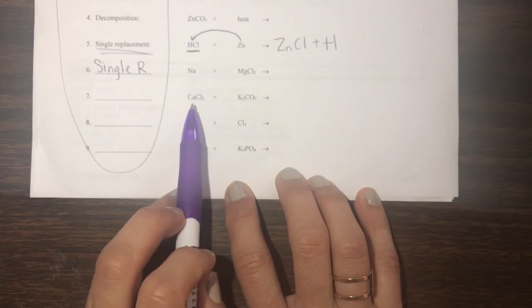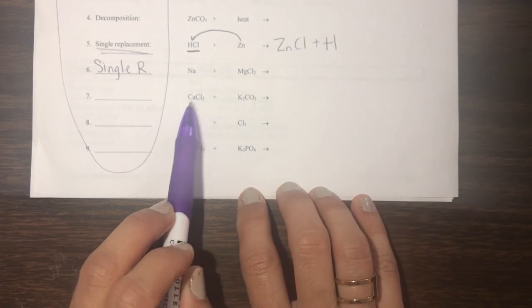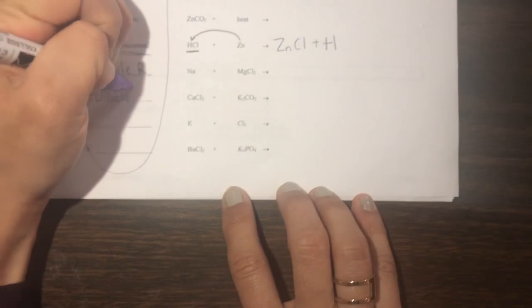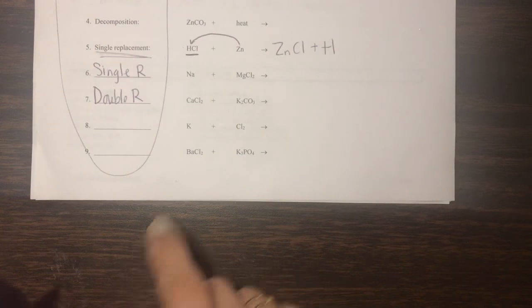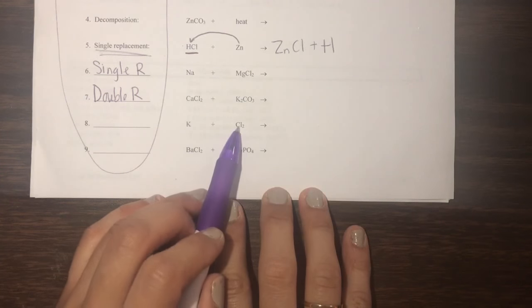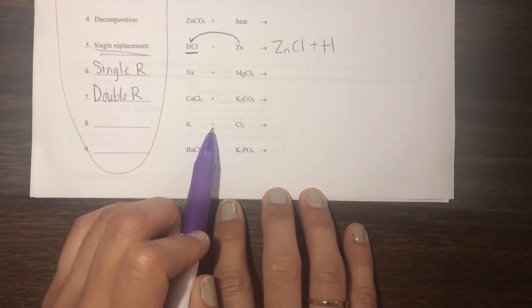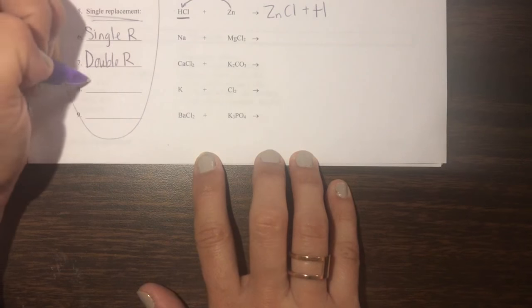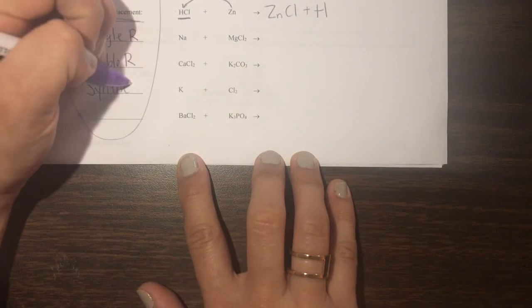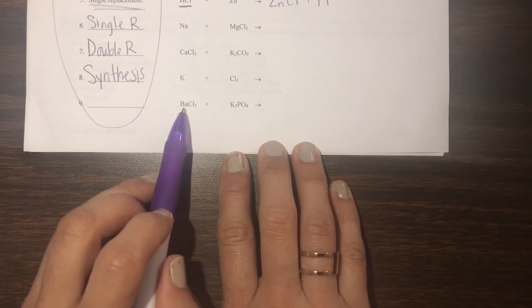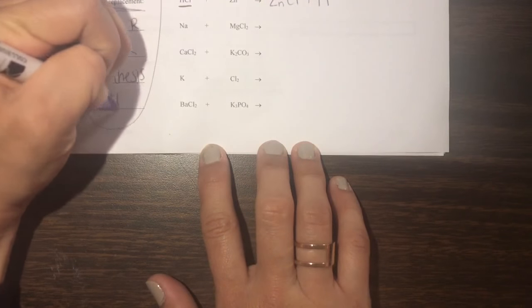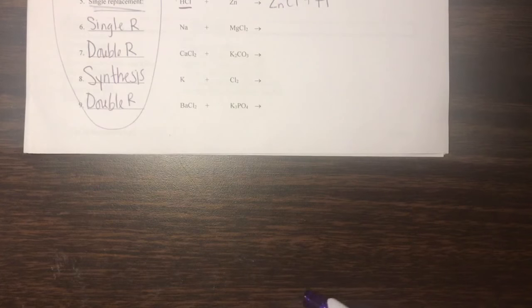Okay, let's look at number 7. Let's count the number of elements before the arrow. 1, 2, 3, 4. What kind of reaction is it? Number 8, I see 1, 2, and there's a plus sign beforehand. If you had to guess, what kind of reaction is it going to be? Synthesis. Number 9, 1, 2, 3, 4. Double. Does anybody have any questions yet? Like, how am I getting them so fast, or why it's single or double?